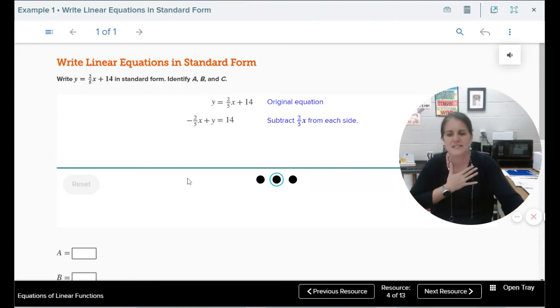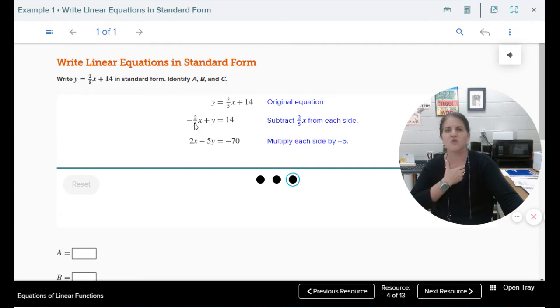Okay, so the problem is that I don't want a fraction here. So to eliminate this fraction, I'm going to just multiply throughout the equation by the denominator. And I really don't want my a term to be negative. We want it to be a positive value. So instead of just multiplying by the denominator, I multiply by -5. So multiply by -5 throughout. -5 times -2/5 leaves me with a positive 2x. -5 times a positive 1y is -5y, and -5 times 14 is -70.